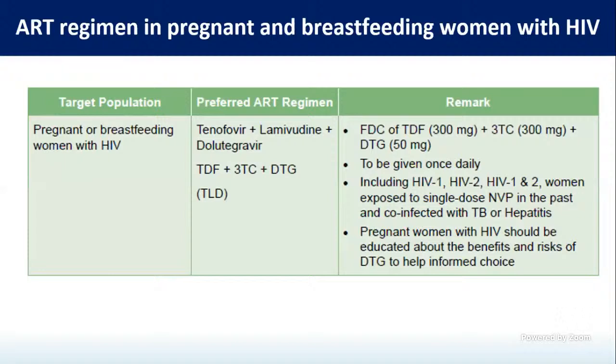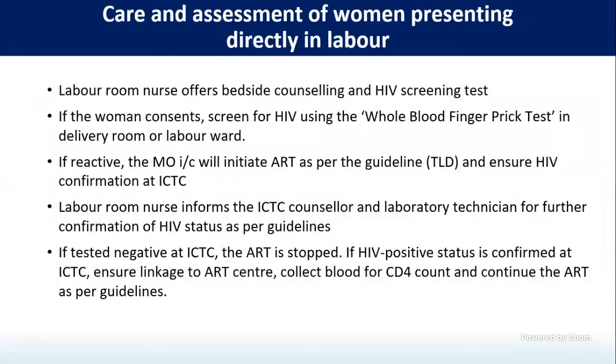So the ART regimen, as we saw, is TLD to be given once daily. It contains 300 milligram of tenofovir, 300 of lamivudine, and 50 of DTG. It is essential for HIV 1, HIV 2, HIV 1 and 2. It is also to be given for women who were exposed to single dose nevirapine in the past. It is recommended for patients co-infected with TB and hepatitis. They should be educated about the benefits and risks of DTG and for informed choice. Next, please.